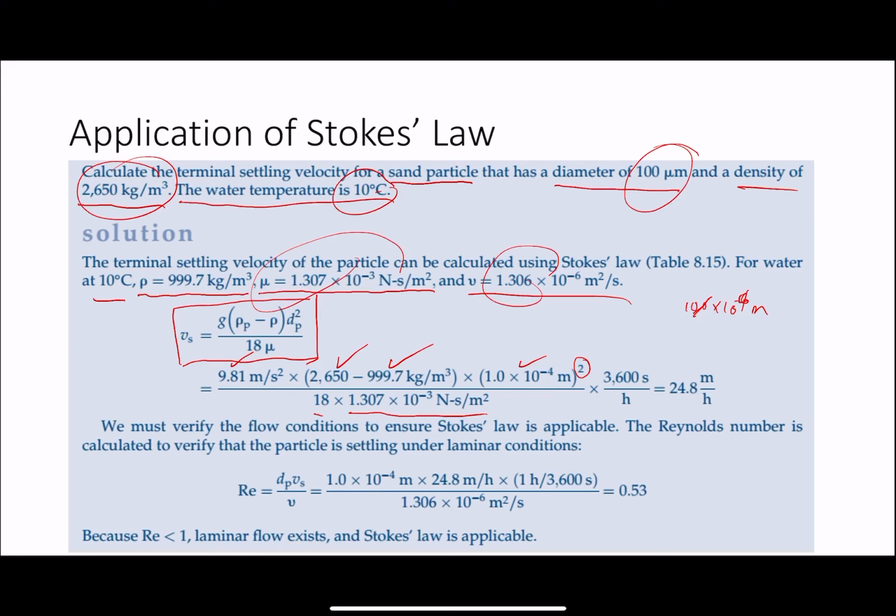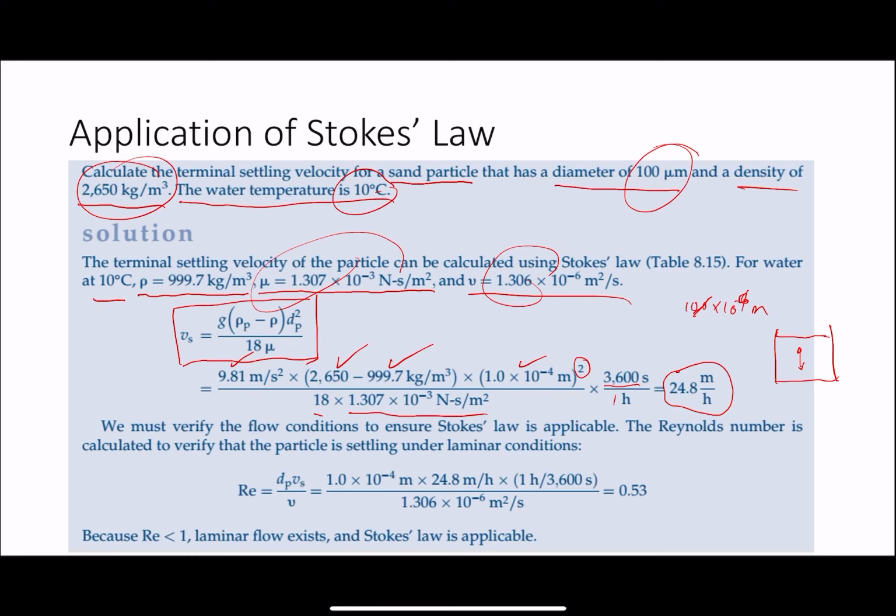So let's convert the second to hours. So 1 hour is equal to 3,600 seconds. Of course, 1 hour to minutes, and minutes to seconds, 60 times 60. And this would give you 24.8 meter per hour. Which means, if you have a tank filled with water, this sand particle will move 24.8 meter for each hour of settling time.